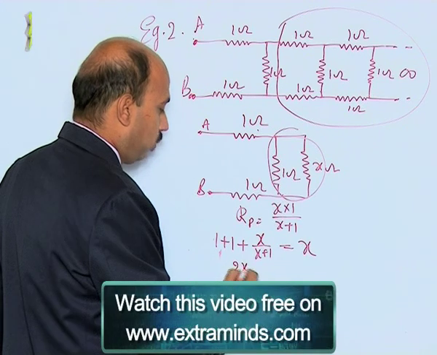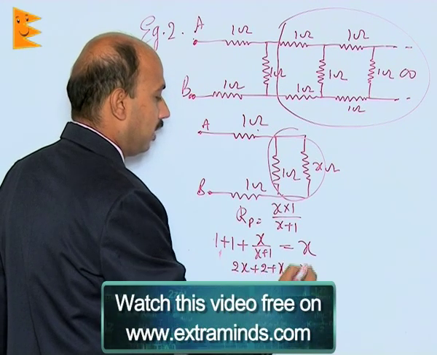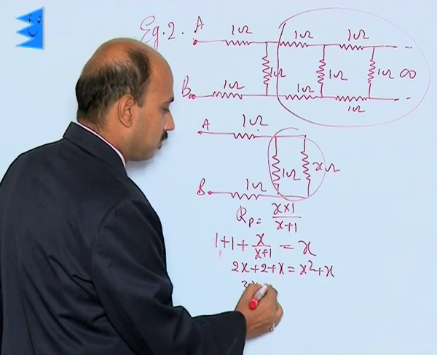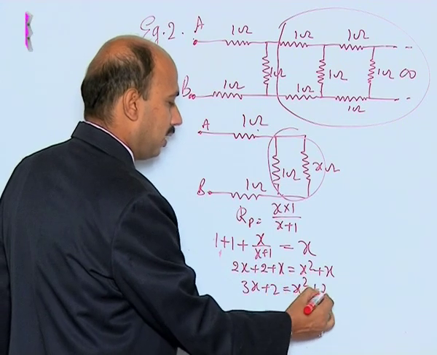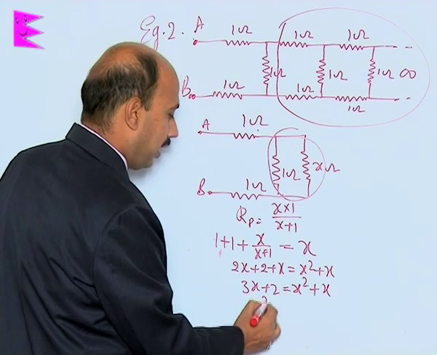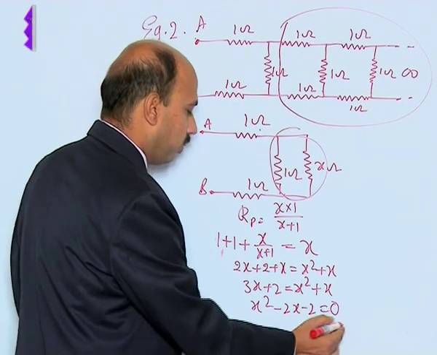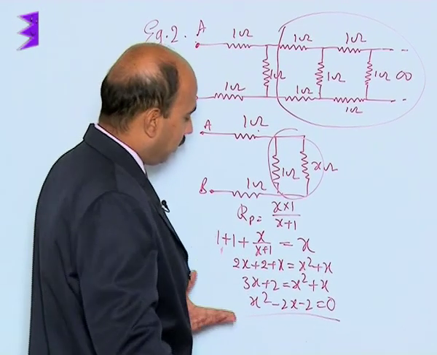So, we can write 2x plus 2 plus x is equal to x square plus x, and then 3x plus 2 is equal to x square plus x, and then we can write x square minus 2x minus 2 is equal to 0. This is the quadratic equation. Now, we can solve this quadratic equation.